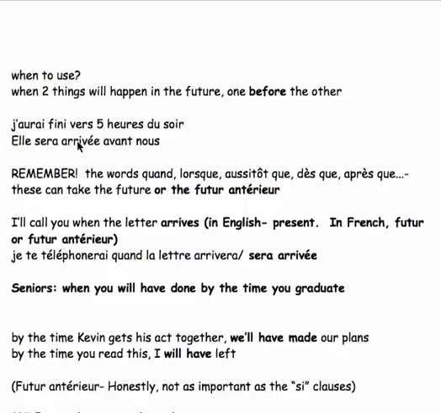Elle sera arrivée avant nous. She'll have arrived before us. I think in English, honestly, we'd probably just use the future here, but in French we could use this futur antérieur. Probably, though, it can be interchangeable with the future sometimes.